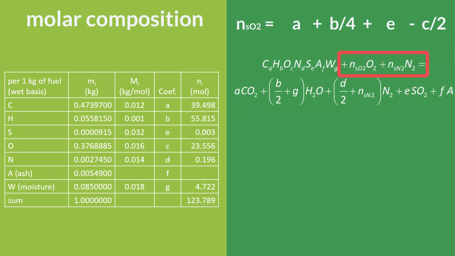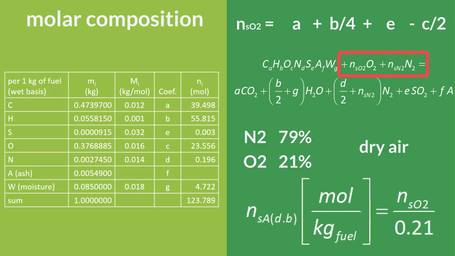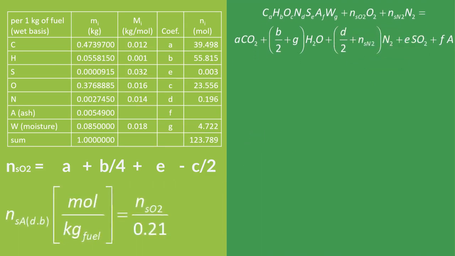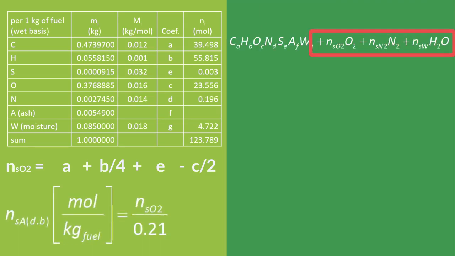For simplification, we can consider that there are 79 parts of nitrogen and 21 parts of oxygen in the dry air. However, the atmospheric air is never dry, it has some humidity. This only adds atmospheric water to the formula. The moles of water in the combustion wet air is calculated using the moles of dry air and the molar fraction of water in the air.